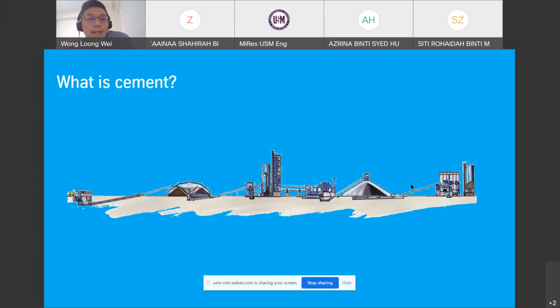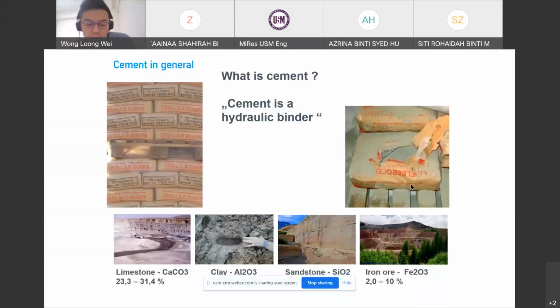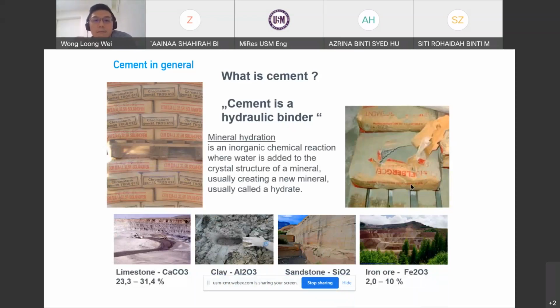Okay. So what is cement to everyone? So cement might sound a bit simple to everyone, but in our technical term, we call cement a hydraulic binder. A hydraulic binder is an inorganic chemical reaction where when we pour water into this cement, it will form a crystal structure of a mineral, and once it gets dry and dehydrates, it becomes a very hard and tough material.